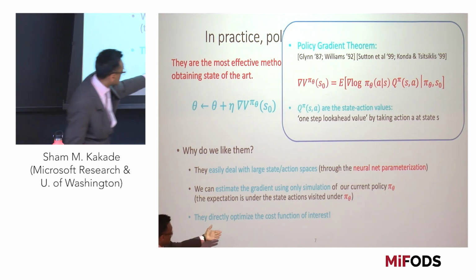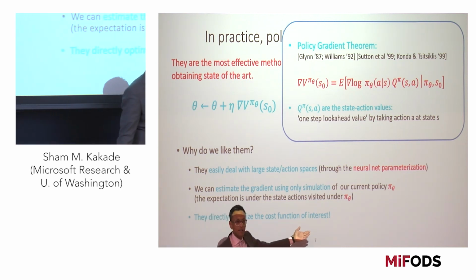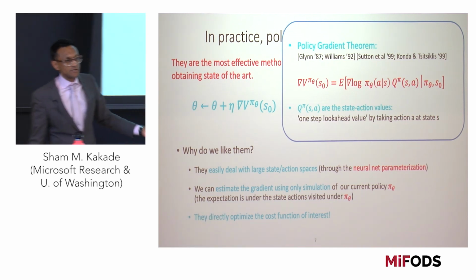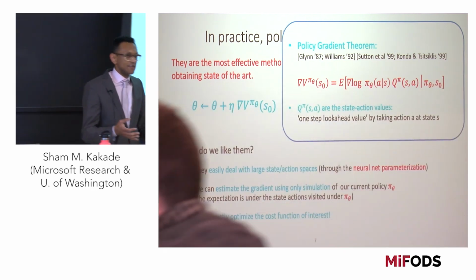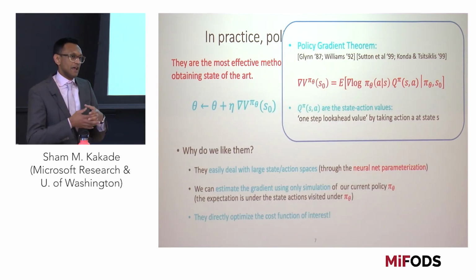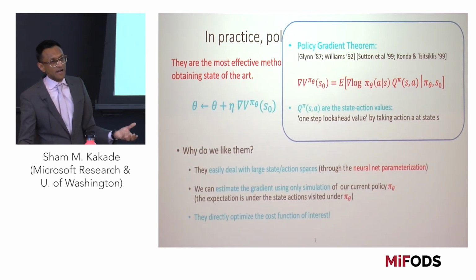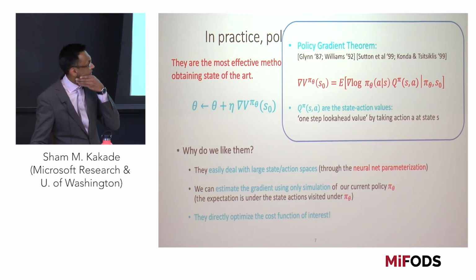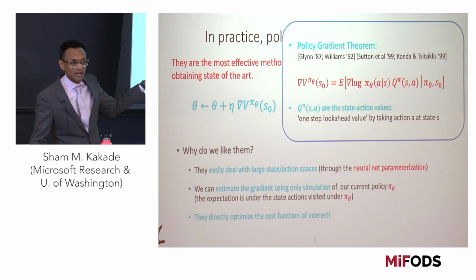And the other nice thing about these methods is they directly optimize the cost function we care about. This is kind of the deep learning pipeline: try to write down the cost function you're interested in and run it for a long time. And that's basically what we're doing here. So, questions about this approach?